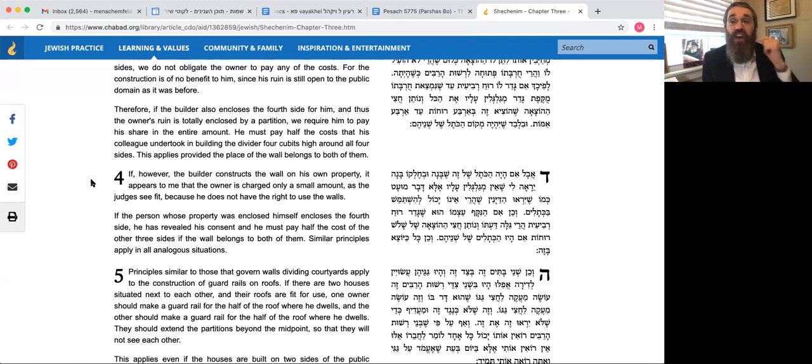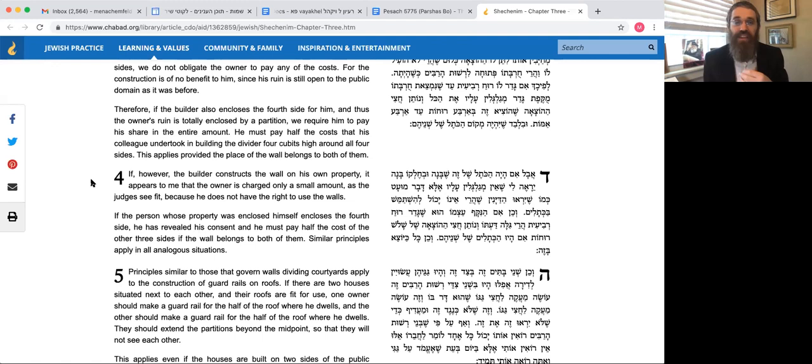Says Maimonides, if you build 3 walls, and I didn't ask for it, you can't bill me because I didn't agree. But if I go myself and build a 4th wall, close off my property, then you can come and bill me 50% for the 3 walls that my neighbor built. Because my neighbor says, look, you see now by you building your 4th wall and closing your ruin, that proves that you want the ruin to be enclosed. You want the ruin to be enclosed, so we're going to bill you 50% for the first 3 walls that you built. If this makes sense.